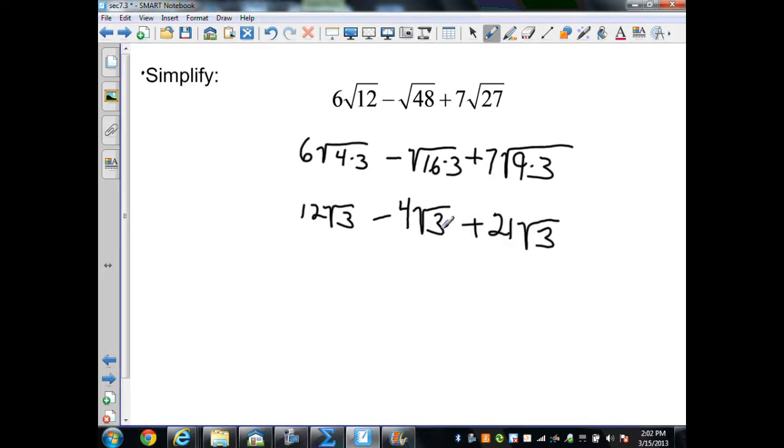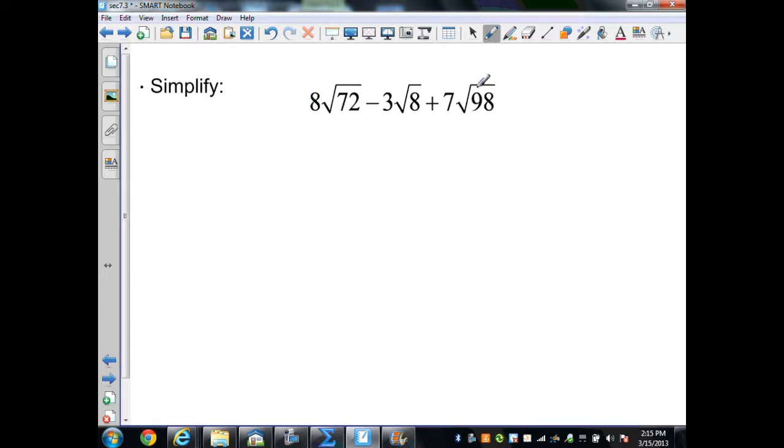That generates like terms for each term, an index of 2 each and a radicand of 3. Now I just combine the coefficients. 12 minus 4 is 8. 8 plus 21 is 29 square roots of 3.